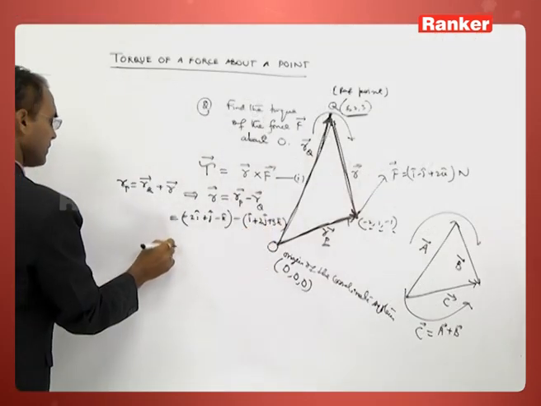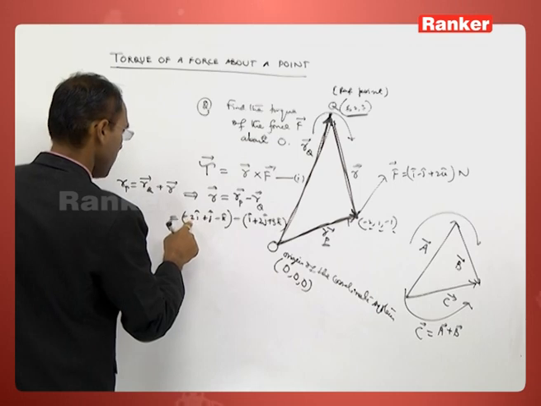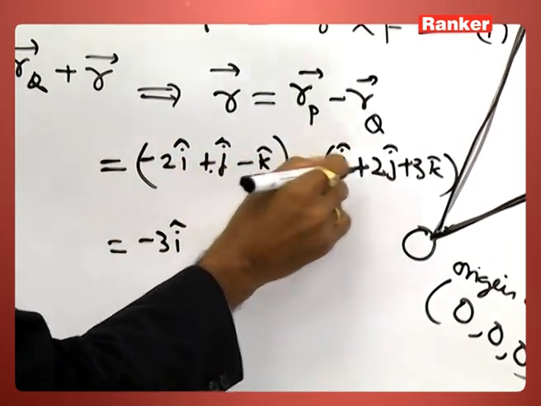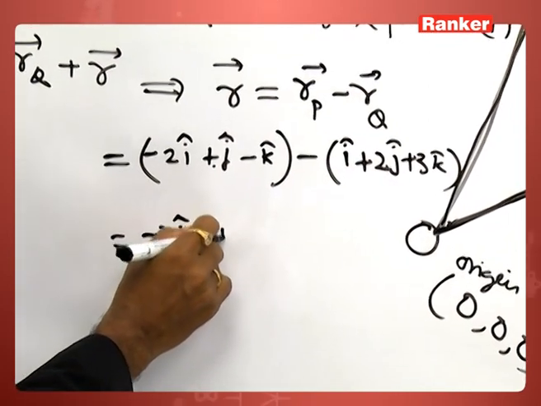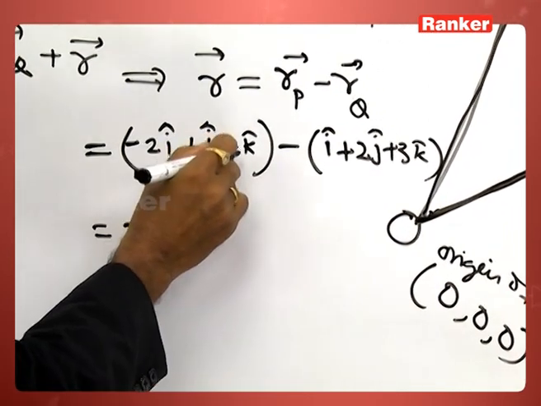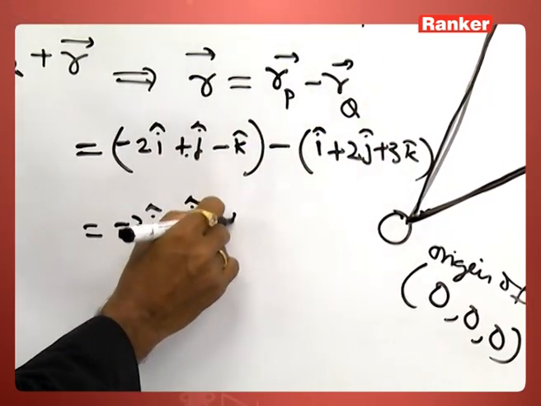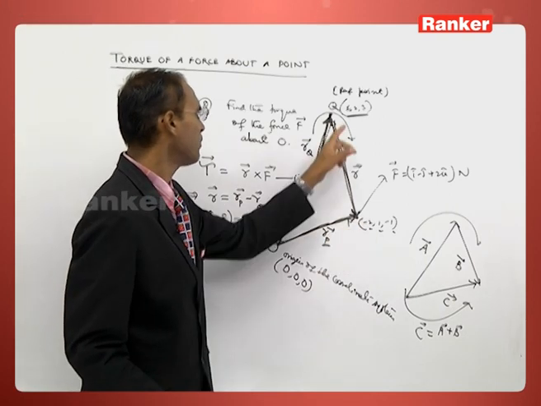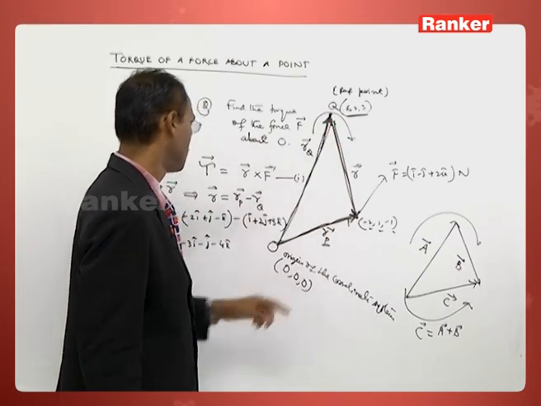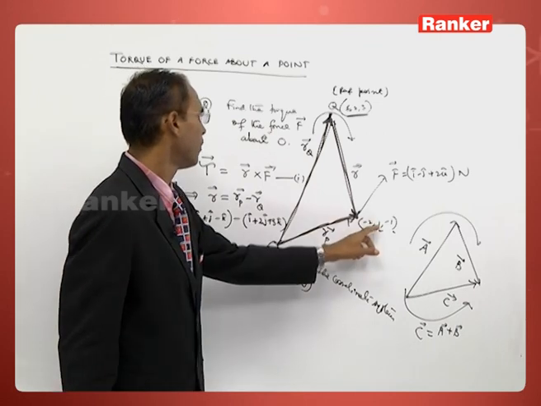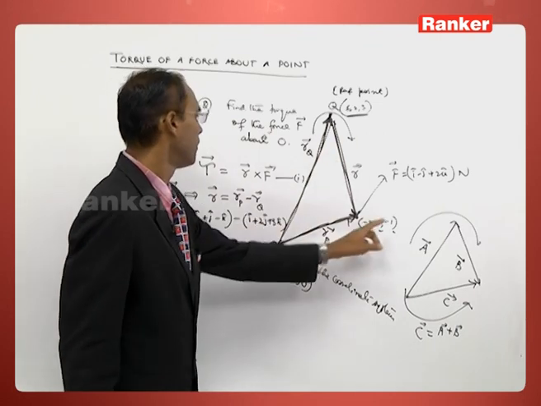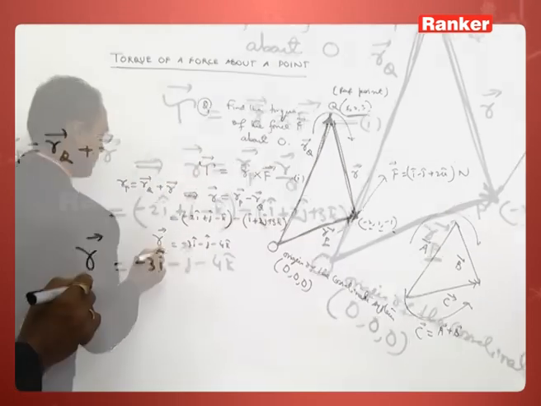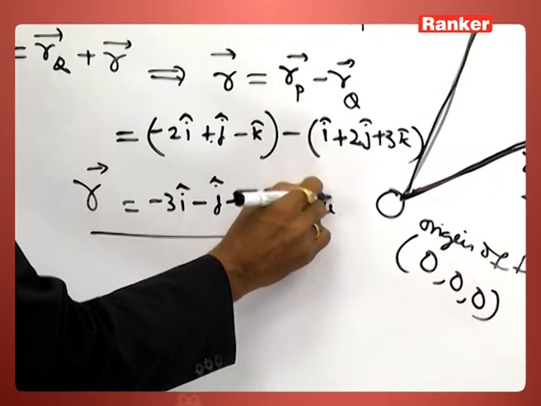Well, minus 2 minus 1, minus 3 i cap. Plus 1 minus 2, minus 1 j cap. Minus 1 minus 3, minus 4. You can check from here: minus 2 minus 1 is minus 3, 1 minus 2 is minus 1, minus 1 minus 3 is minus 4. This is the R vector, equation number 2.